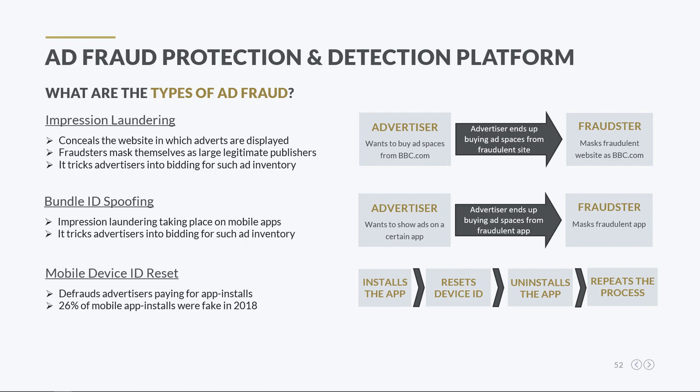Mobile device ID reset ad fraud is a common practice to defraud advertisers paying for app installs. The way it works is that bots click on app install ads, download the corresponding apps, then reset the mobile device ID, uninstall the apps, and begin the process again. This technique fools advertisers into believing that the app was installed on many devices by many users. According to AppsFlyer, device ID reset fraud accounted for 26% of mobile install fraud in 2018, amounting to losses of up to $1 billion.